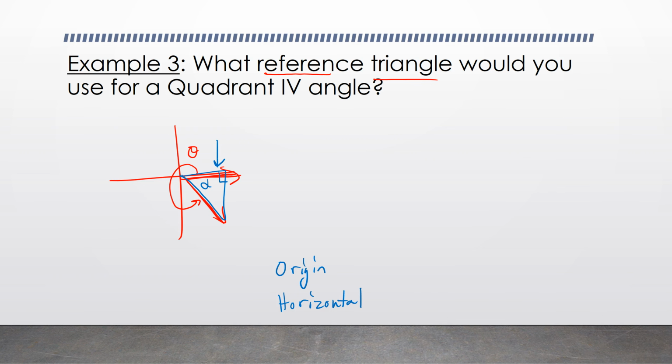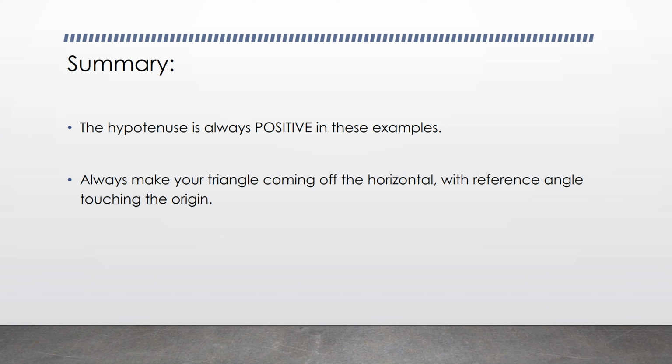Okay, so I know this section was really weird. Let's just summarize. Quick note. When you're finding the hypotenuse, notice that it's always positive. That's something that we noticed in example 1 and 2. Always make your triangle coming off the horizontal with the reference angle touching the origin. And guys, I know this is a confusing section. Maybe go back and rewatch. We will practice a bunch.